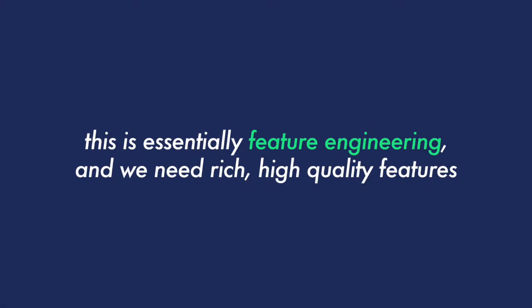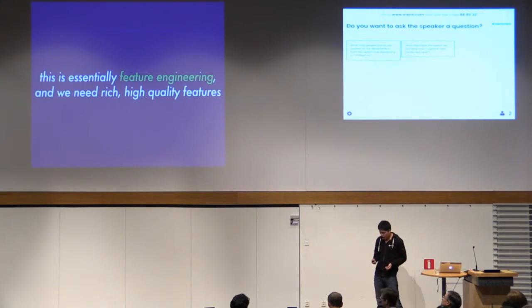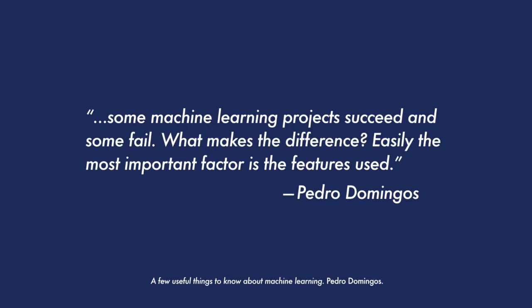You can see that this is essentially the feature engineering step for all kinds of machine learning problems. For this approach to work at Spotify, we need a quite rich and comprehensive feature set. I can't emphasize enough the importance of this step for machine learning in general. As Pedro Domingos said, some machine learning projects succeed and some fail. What makes the difference? Easily the most important factor is the features used.